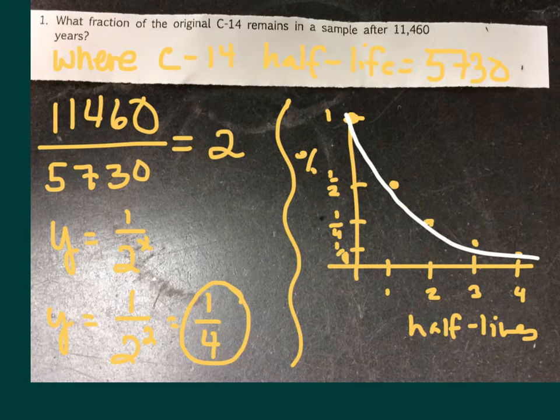Now, if we use that graph, we know 2 half-lives have passed because we calculated it. 2 half-lives, trace it to find where it crosses the line, right? Read the graph for it, we end up with a quarter. I don't have a preference for which style of solving you use.